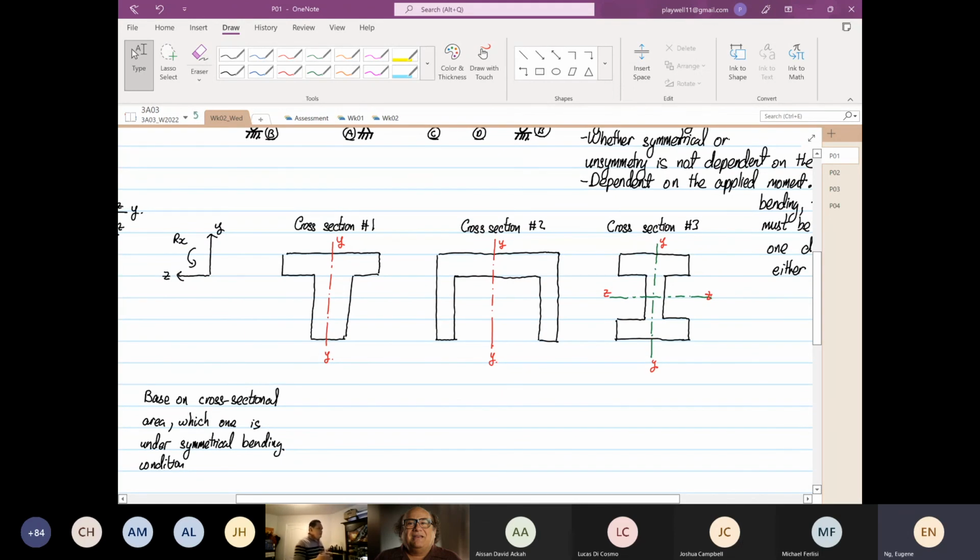Okay, can anyone tell me, or just put down there, who says cross-sectional area 1 is symmetrical bending? Anyone? I don't see any thumbs up at all. Okay, if you agree, say thumbs up. Okay, and a few of you. How about cross-sectional area 2? Is it under symmetrical bending? Some of you put yes, some yes. Okay. How about cross-sectional area 3?